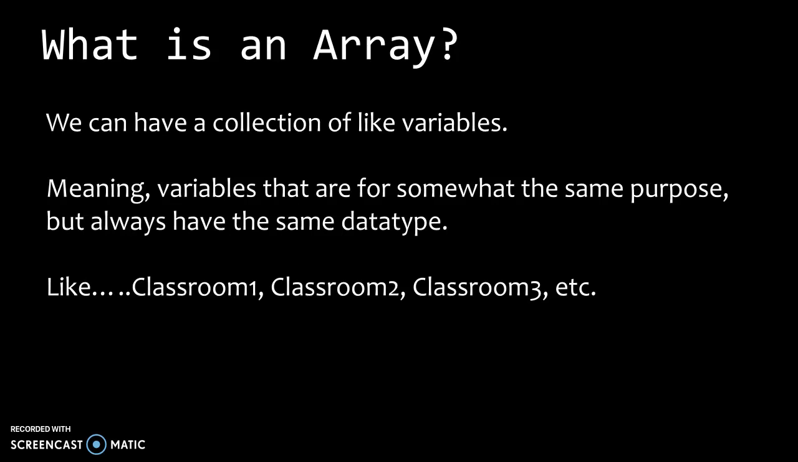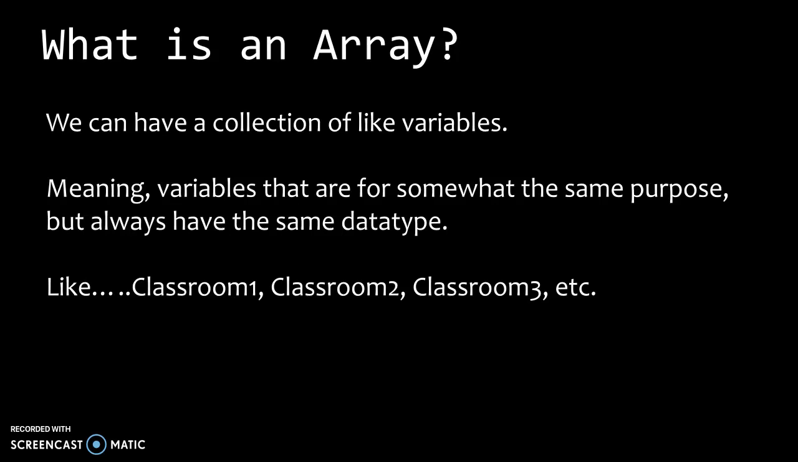But for right now, what we're going to focus on is that we can have a collection of like variables, meaning variables that are for the same purpose, like classroom 1, classroom 2, classroom 3, but they all have to have the same data type. Okay, so in this case, if we're adding up cookies in a classroom, they're all the same data type. They would all be an integer or short or whatever you want to make them, okay? And so that's what an array is: a collection of something that is of the same type, the same data type programmatically, okay?